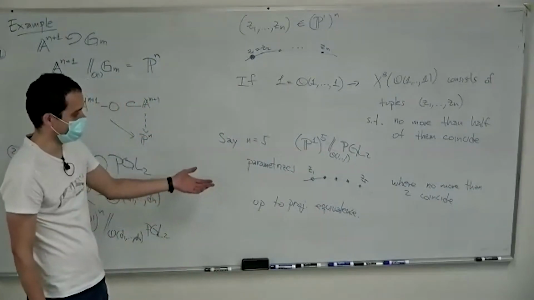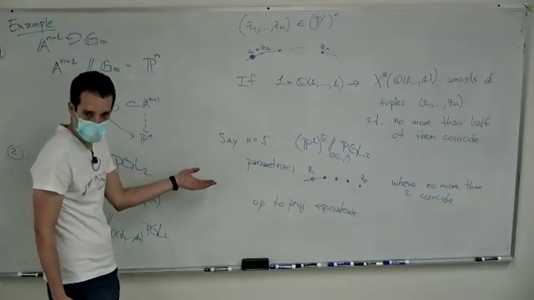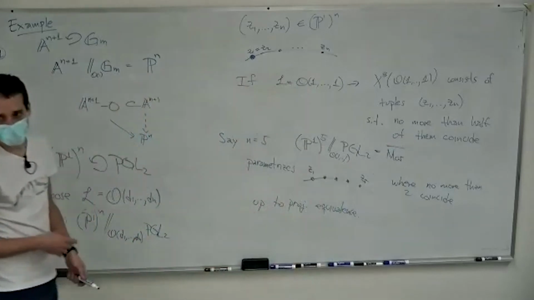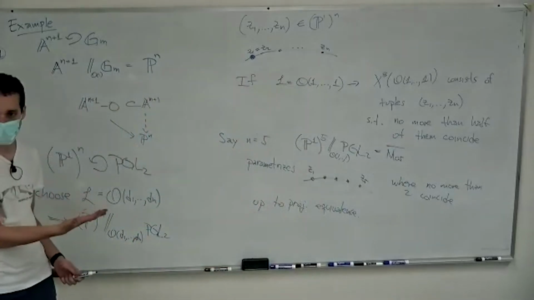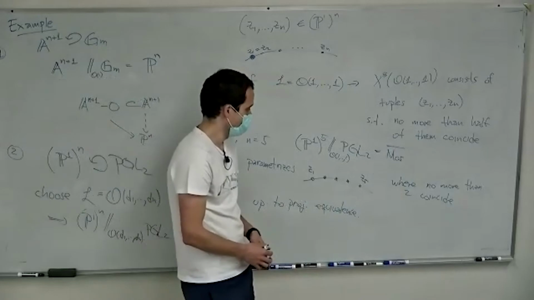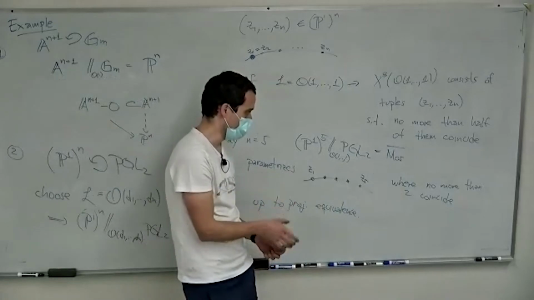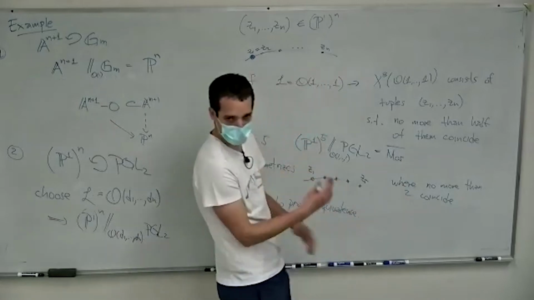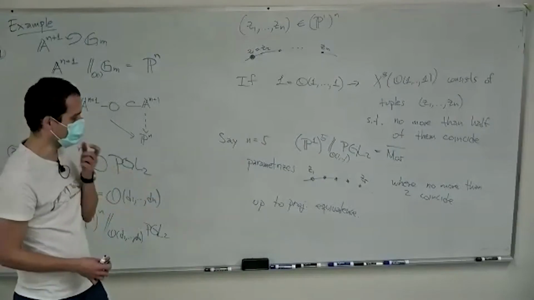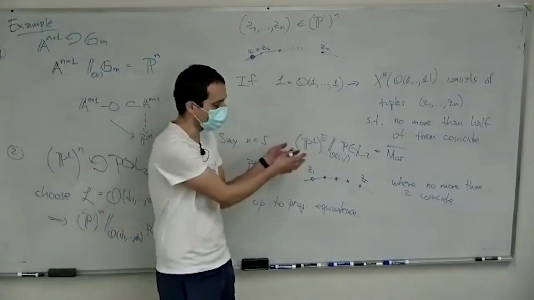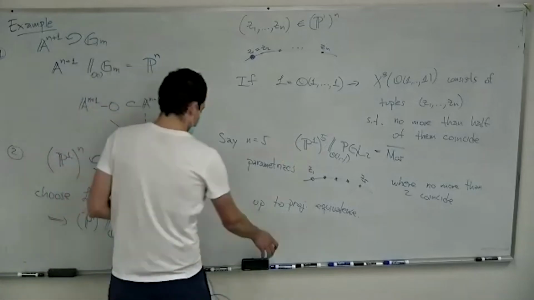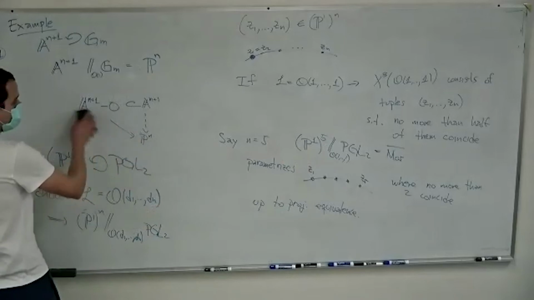In fact, this is exactly the moduli space M_{0,5}, which is P1 with 5 marked points. So a rational curve with 5 marked points, where only two of them can coincide, not 3 of them can collide together. That's exactly M_{0,5}. So in general, this kind of quotient is some sort of moduli space in some fashion. And in fact, if you do (P1)^5, you get exactly M_{0,5}.